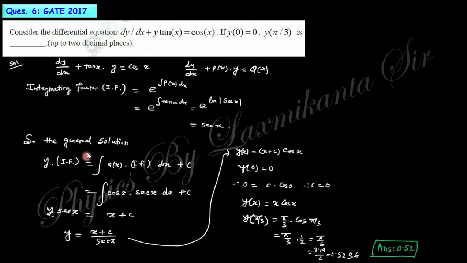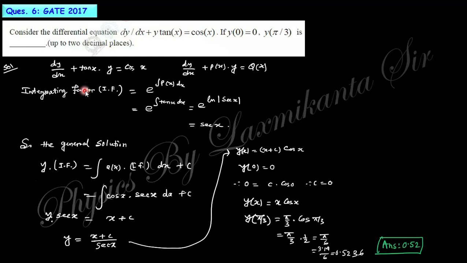Next question says: consider the differential equation. You need to find out y at pi by 3. So this is a one-dimensional linear differential equation in this form. So we need to find the integrating factor, that is exponential of integration P dx. Here P is tan x, so integration of tan x dx is ln sec x. So ln and exponential cancel, and this will be sec x.